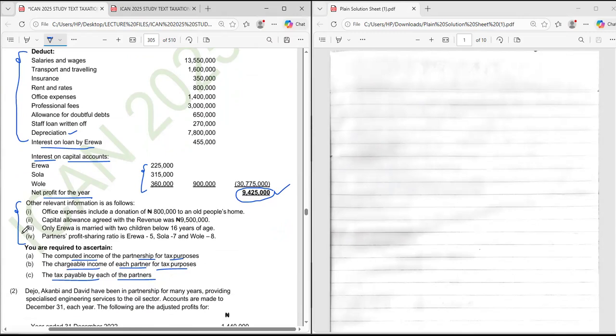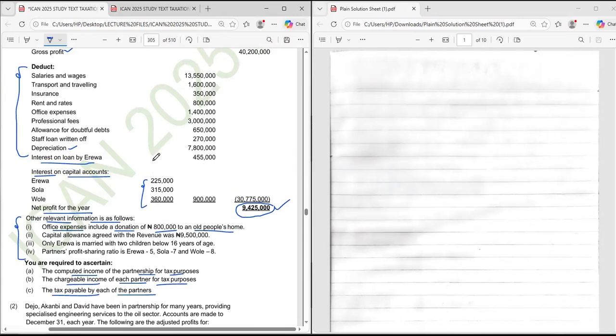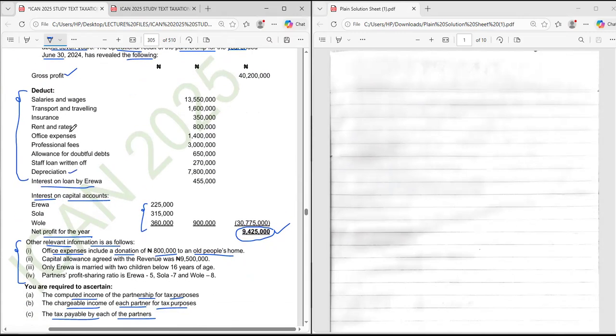Look at what they are trying to say here. Other relevant information is as follows. They said office expenses include a donation of 800,000 naira to an old people's home. So if we come up, we'll see office expenses. Inside here, there's 800,000 naira which you donated to an old people's home. That one does not concern government. We're going to disallow it by adding it back, because it has already been subtracted.